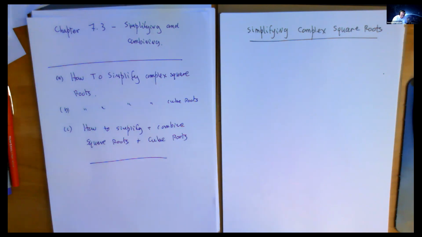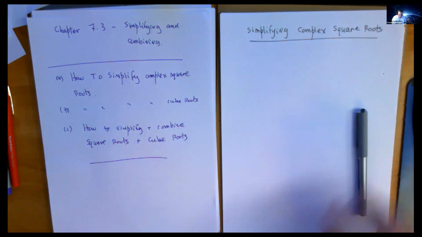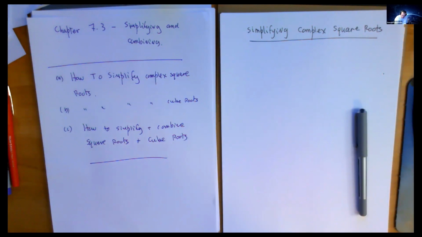So what's 7.3 dealing with? Well, we're going to look at simplifying square roots, and I've called them complex square roots. Really what we're going to be dealing with are square roots that don't come out nice. Square root of 36 comes out nice, right? The answer is 6. But not every square root in the universe comes out nice, right? In fact, the majority of them don't.